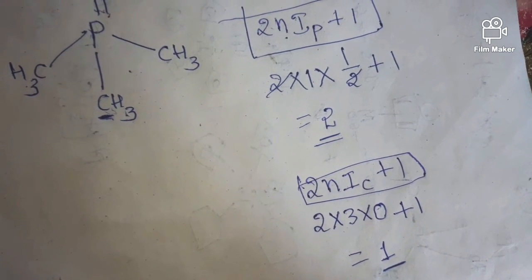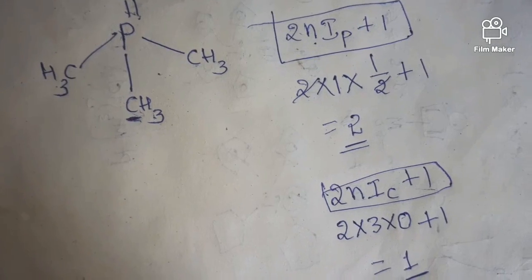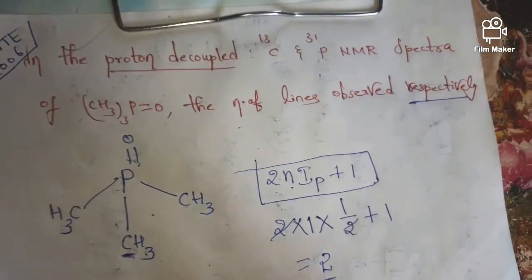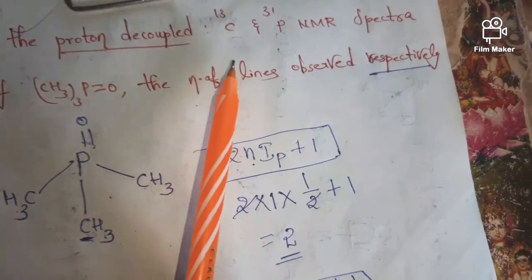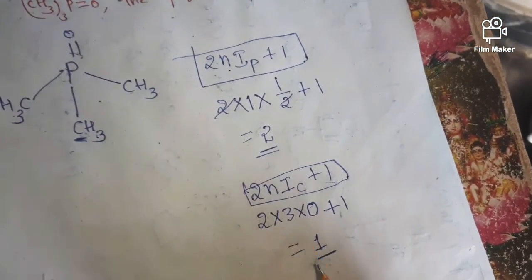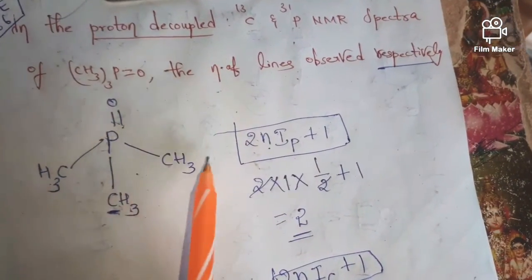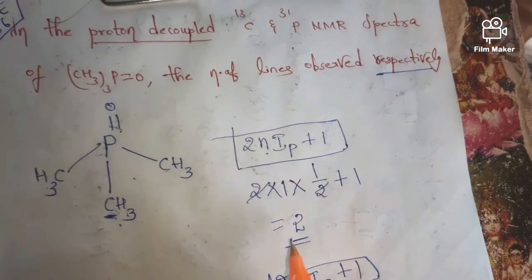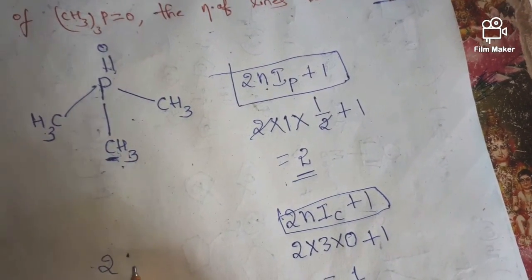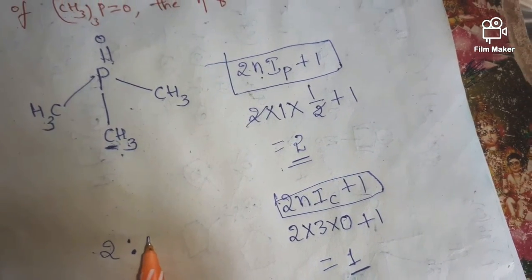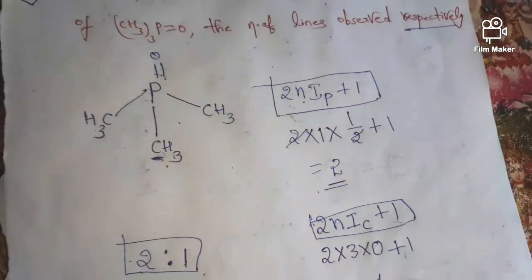In the question what they asked is the number of lines absorbed respectively. So respectively they asked, which means we have to check it carefully. First, the number of lines for the C13. First we found out for the C13, so here we got 2, and for the phosphorus we got 1. So 2 and 1. So this is the answer.